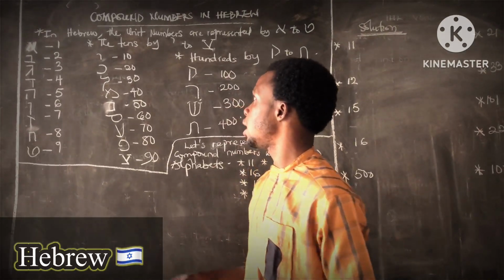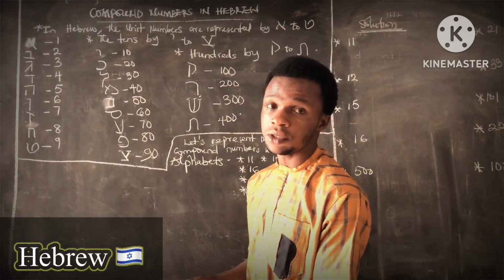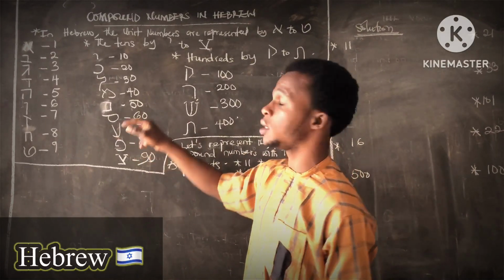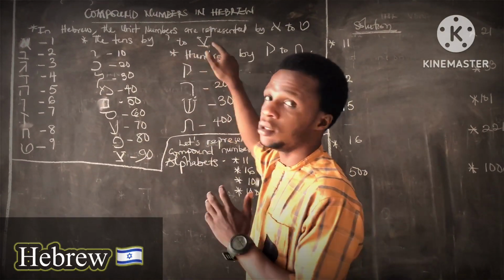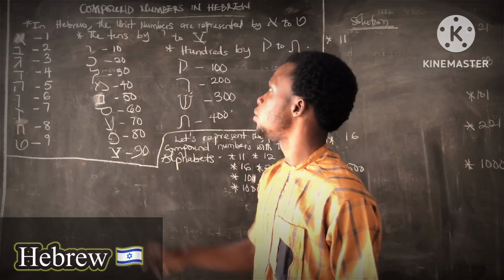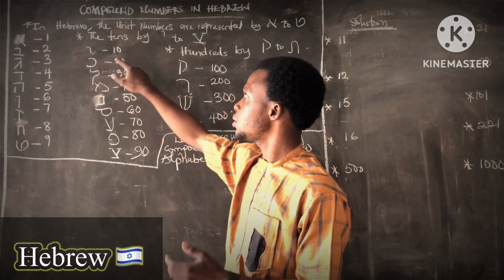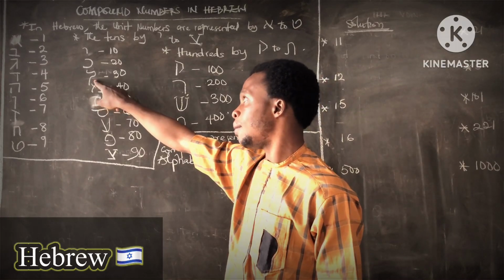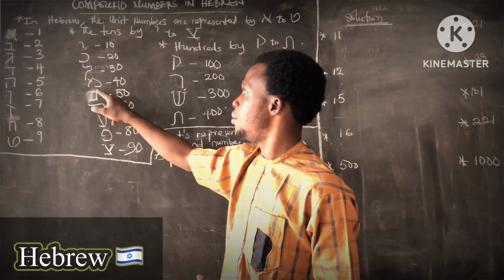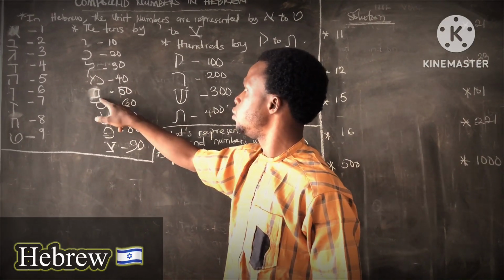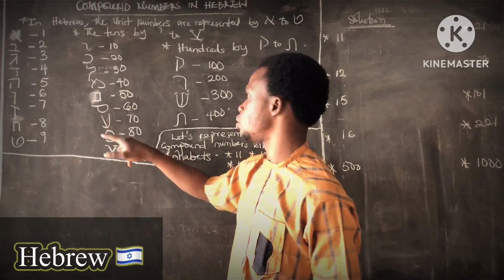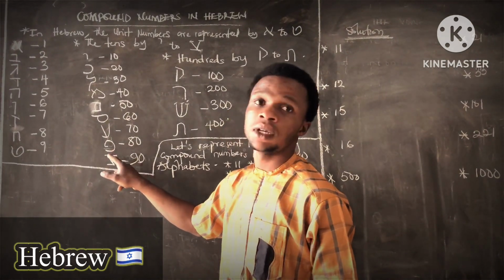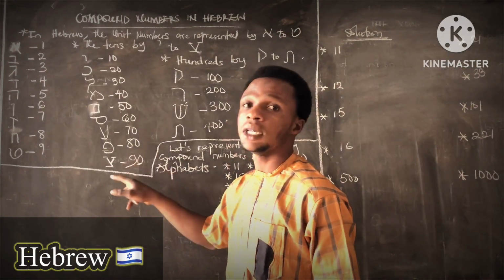Likewise, we also have tens, the group of tens. Tens are represented by yod to tsade. So we have yod as 10, kaf as 20, lamed as 30, mem as 40, nun as 50, samekh as 60, ayin as 70, pe as 80, and we have tsade.